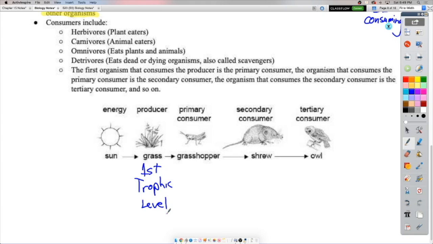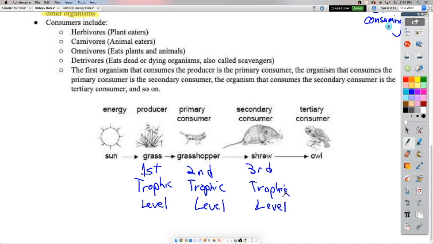The first thing to eat the producer is the primary consumer, right? Primary school is the first school you go to. Also the second trophic level, okay? The thing that eats the thing that ate the producer, in other words, the thing that eats the primary consumer, is then called the secondary consumer. Now, which trophic level do you think we're at?